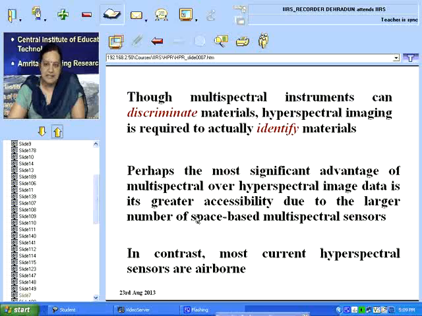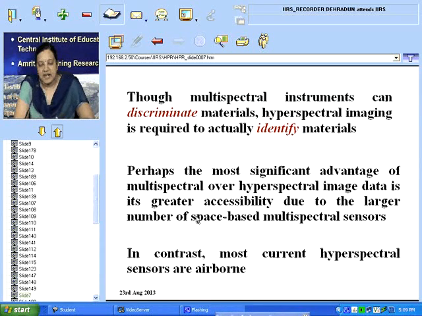So if I can summarize, multispectral instruments can discriminate, and hyperspectral instruments can identify materials on the ground, on remote sensing images. The only advantage which I can say of multispectral over hyperspectral is the availability of data. We don't have a large number of hyperspectral sensors to use for processing, whereas a large number of multispectral sensors are available, accessible for use and application in different areas.